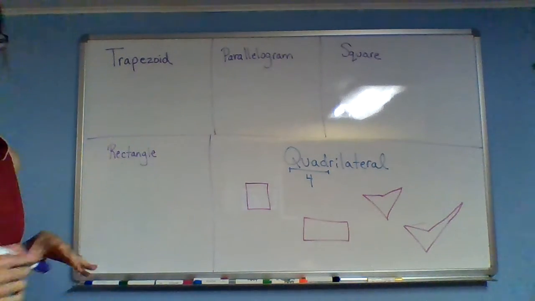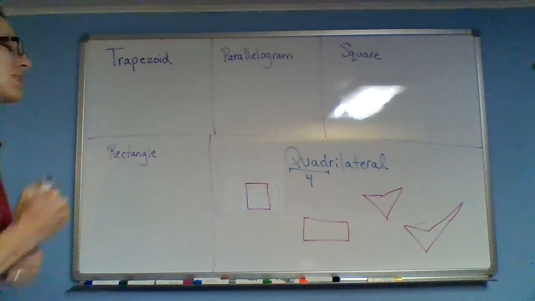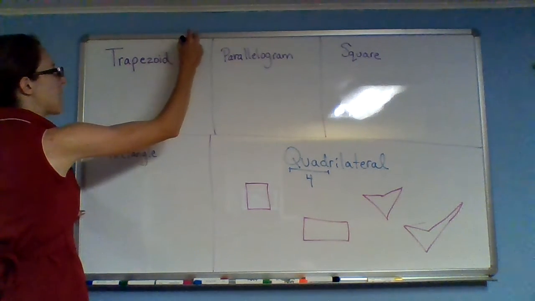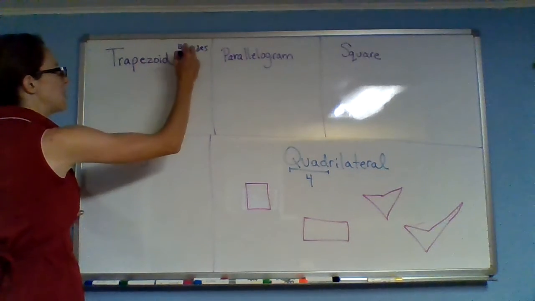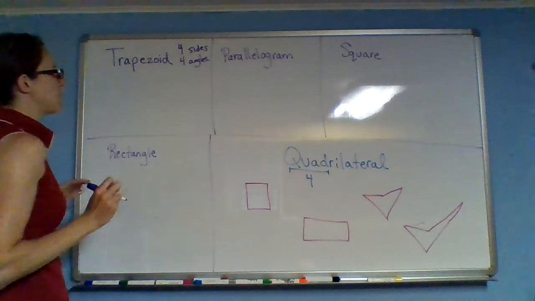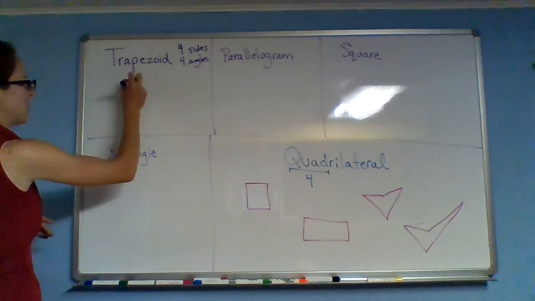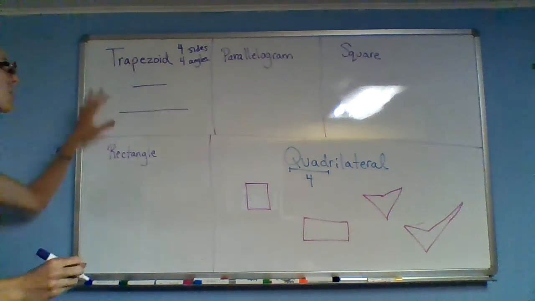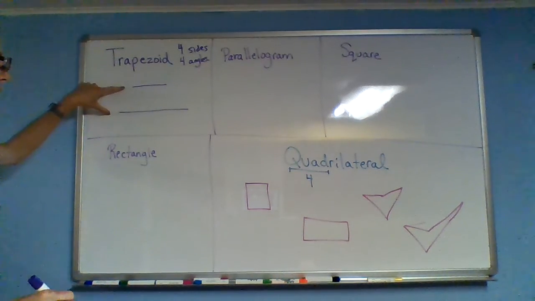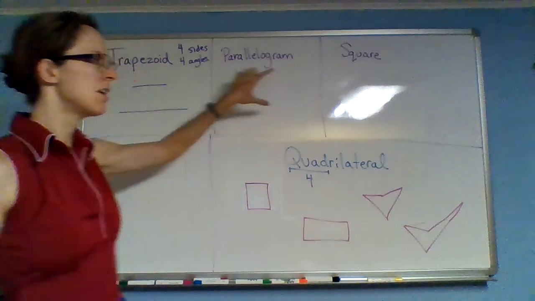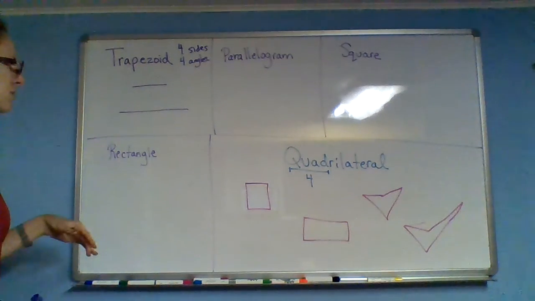The first one we're going to talk about is a trapezoid. A trapezoid is a special kind of quadrilateral, so we know that it's going to have four sides and we know that it's going to have four angles. The special quality of a trapezoid is that one of those sets of sides has to be parallel. So two sides of a trapezoid have to be such that if you continued them forever and ever and ever in both directions, they never touched.